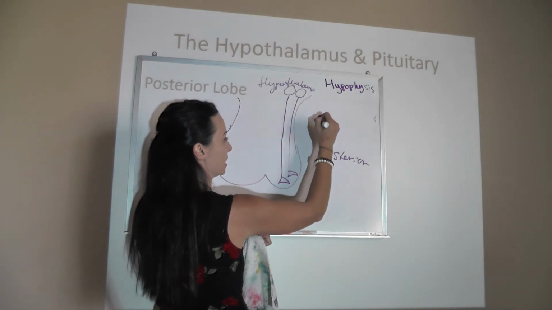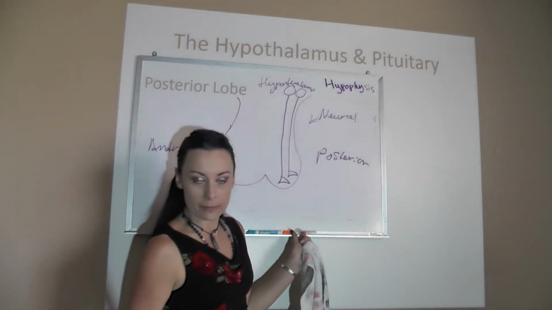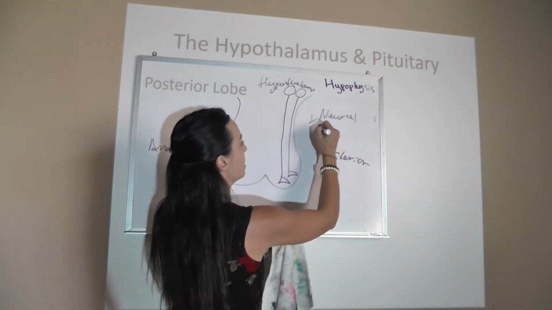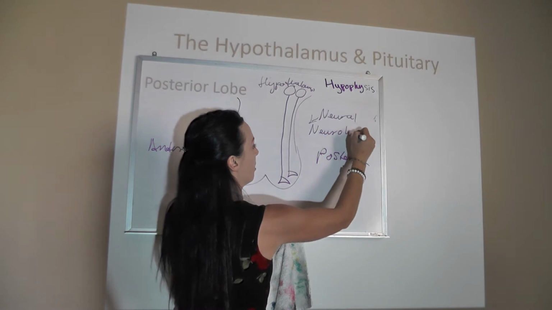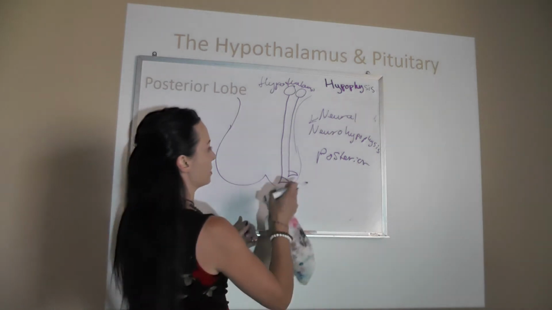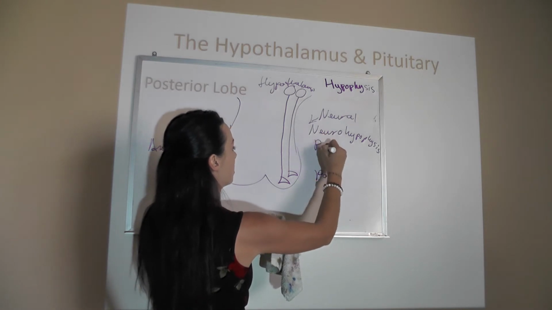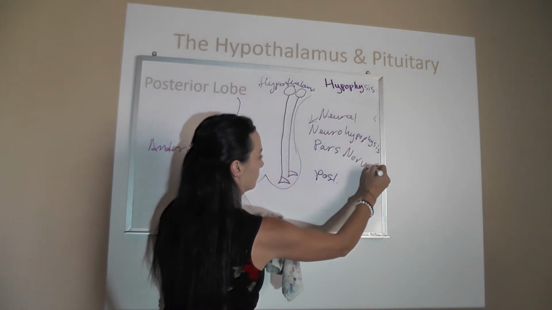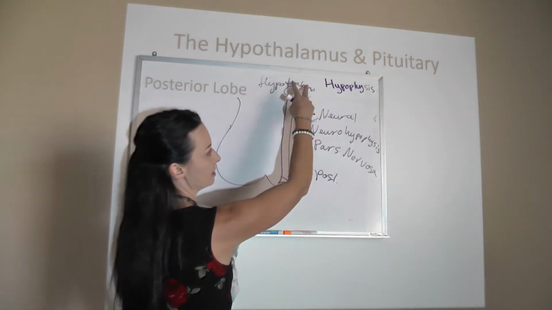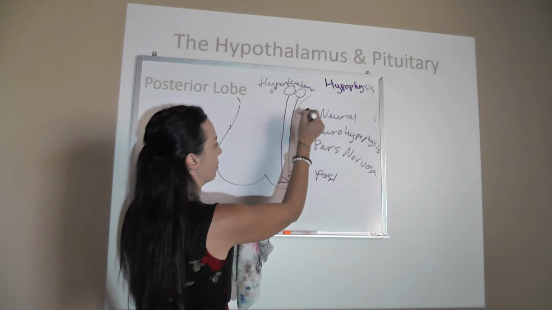So in the posterior pituitary, this is neural tissue. And so because of that, another name for the posterior pituitary is the neurohypophysis, the neural pituitary. So this is also the neurohypophysis. Another name for this region, if you're taking an endocrinology class, is the pars nervosa. So the posterior pituitary is connected to the hypothalamus by this tract of neuron axons.